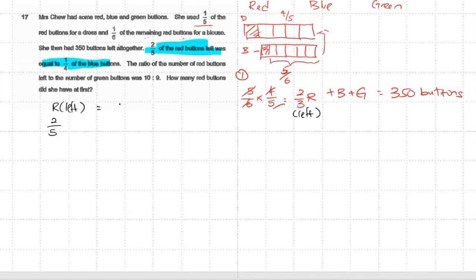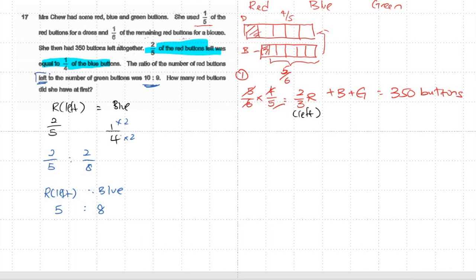Okay, red left is equal to the blue button, but how many? 1/4. So I know that this thing must be equal to this, right? So over here I times 2. So in the end I will have 2/5 and then 2/8. But then later I know that the ratio of the red button to that of the green button is 10/9. Now I have red button left to the blue button is actually 5/8, right?